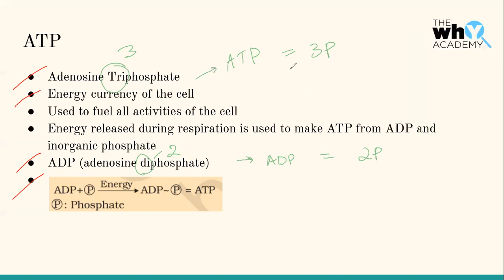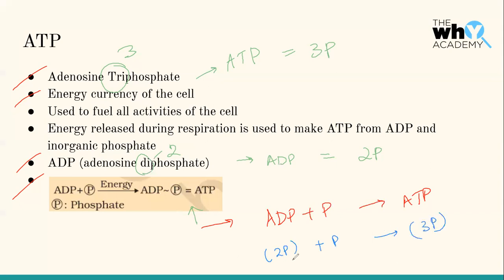Why am I asking you to remember this? It is because of this reaction. This reaction is basically telling you that ADP combines with one more P to give you ATP. Now this reaction becomes easier to remember if you have understood that ADP has 2 phosphorus and I'm adding one more phosphorus to give you a 3 phosphorus molecule, right? So this is the only correct way the reaction can go.